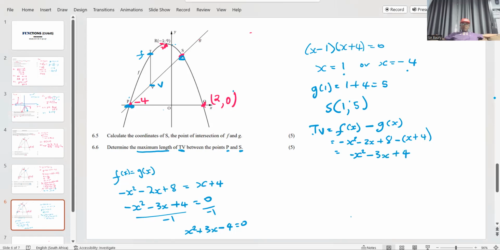So for me to get the maximum, when they talk about the maximum, always remember that they are talking about the turning point, because the turning point is where your graph reaches its maximum. It cannot be above this value here at the turning point.